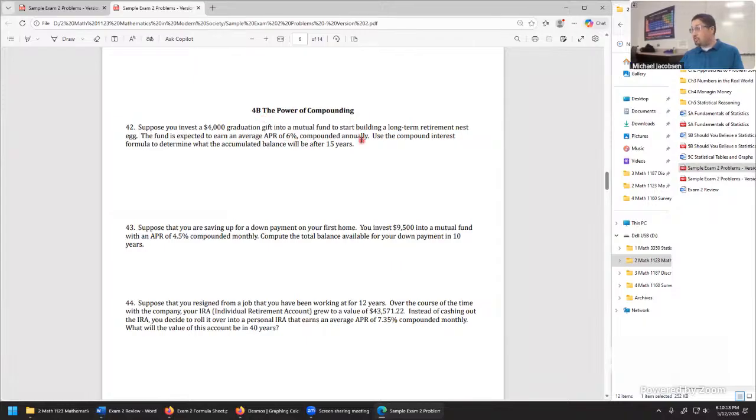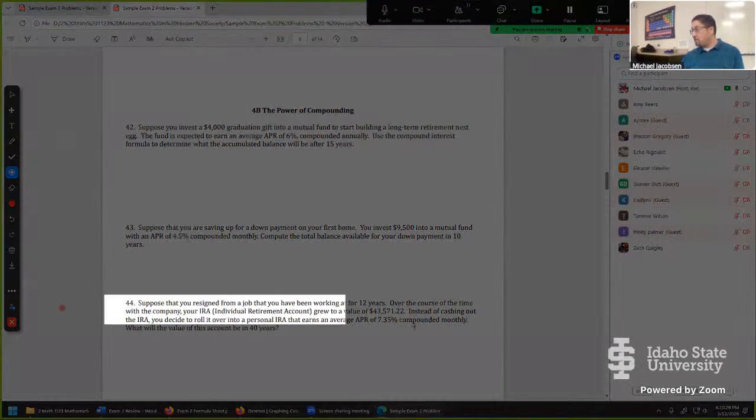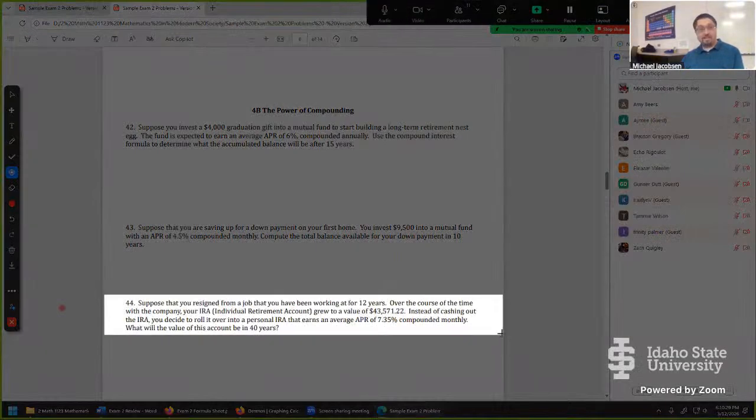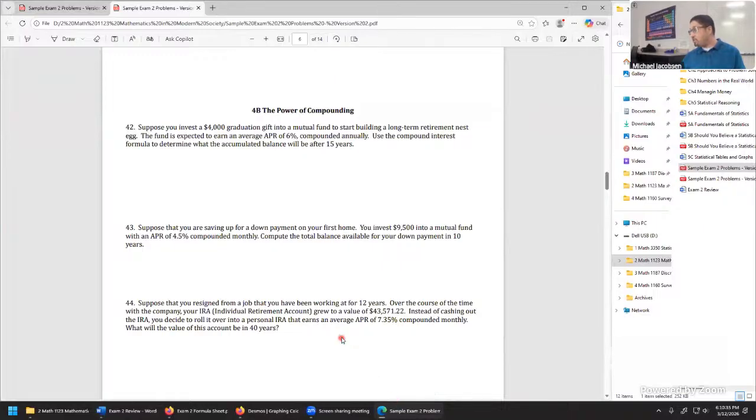Let's say we change this over to something that's going to be compounded maybe monthly. This one says also compounded monthly, it turns out. Looks like they're both pretty similar problems. This one has a little bit more context. Let's try out 44. Sometimes the challenge is rolling through the context, getting all the information we need.